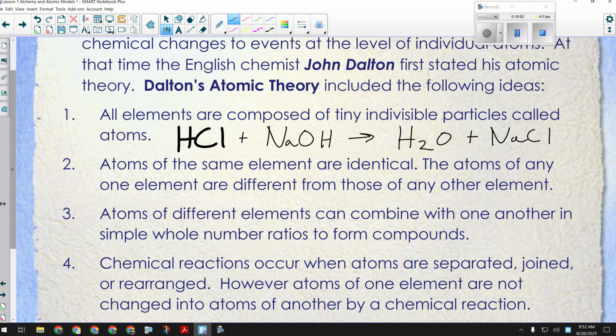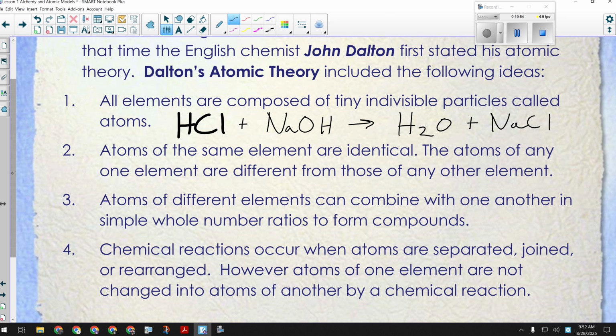His third point: atoms of different elements can combine in simple whole number ratios to form compounds. The whole numbers part is important, so maybe underline that part. What that means is you can't have half or 3/4 of an atom in a compound. They're always going to be whole numbers.